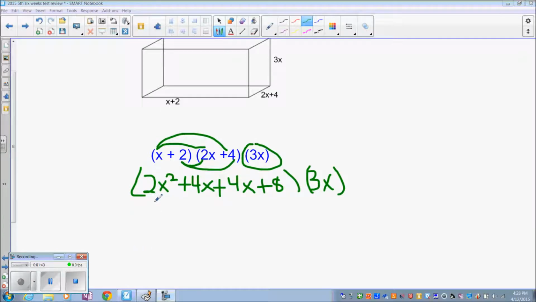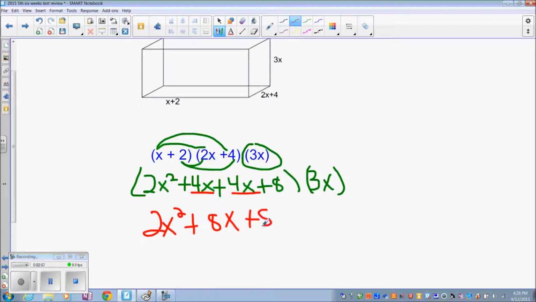Okay, in combining our like terms, 2x squared doesn't combine with anything, so we're just bringing it straight down. We got 2x squared. We have a 4x here and a 4x here. Those are like terms, so we're going to add those up and we'll have 8x. And then we just have this 8 right here that doesn't combine with anything, so we just bring it right on down. Keep your parentheses because we're multiplying everything by 3x.